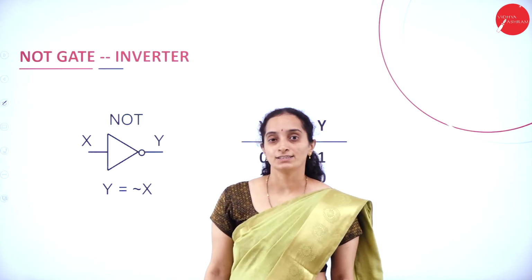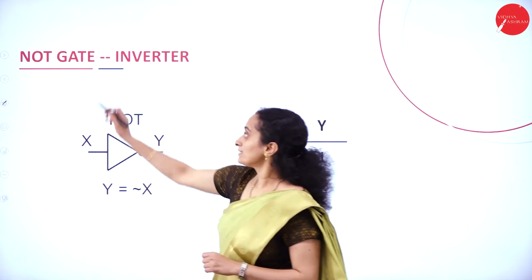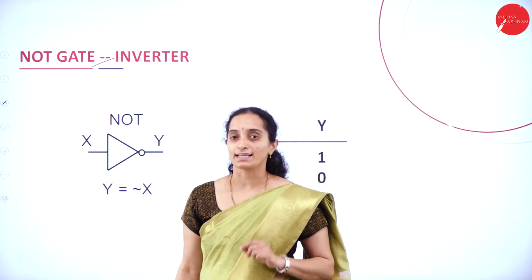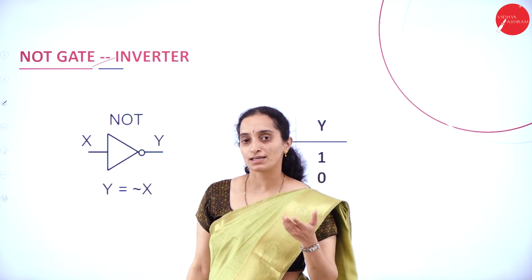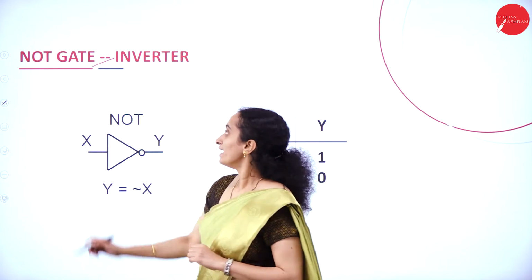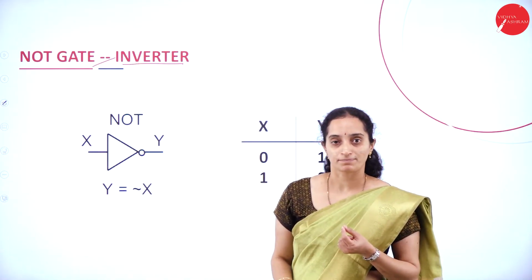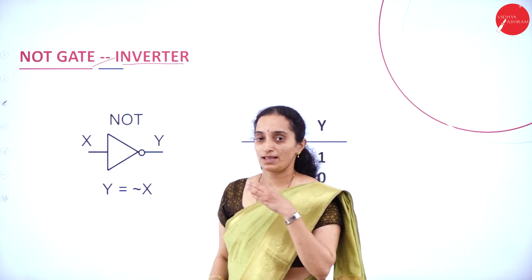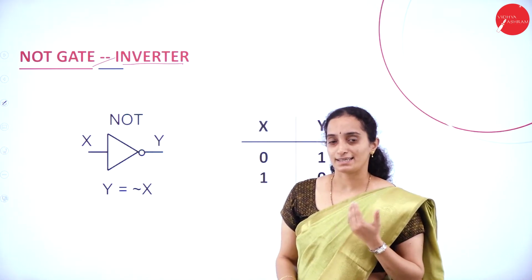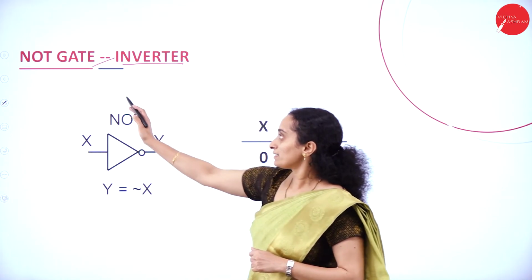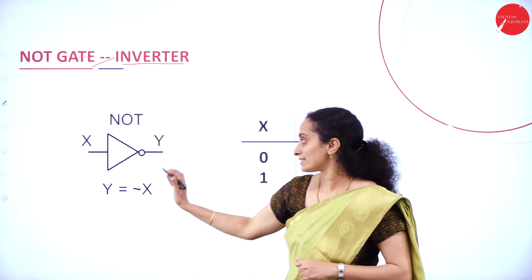The first gate you can study is the NOT gate. NOT is generating a complement. If it is 0, it becomes 1, and if it is 1, it becomes 0. This gate is also called the inverter. It changes, inverts the state, isn't it? So it is called the inverter. The representation of the NOT gate is like this.